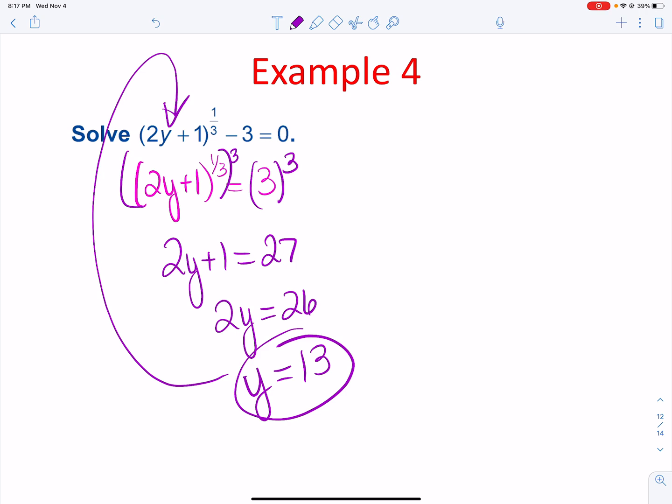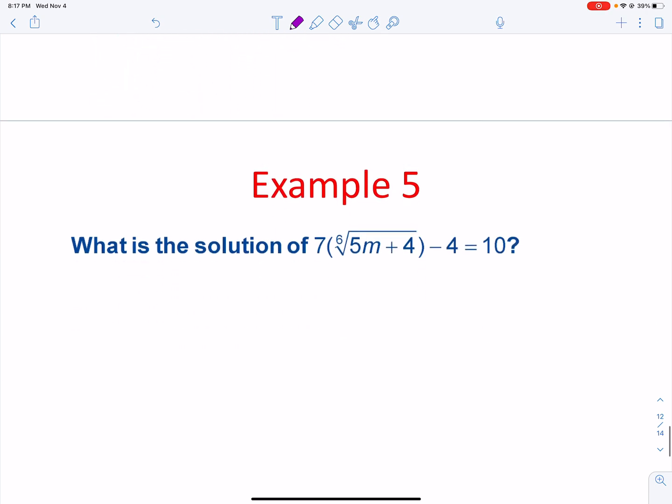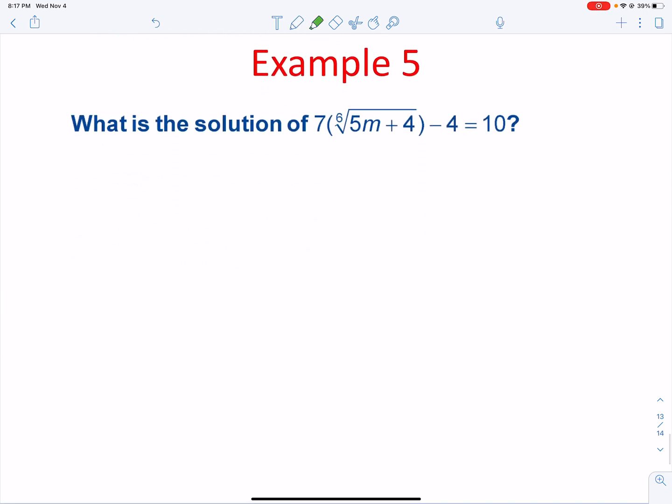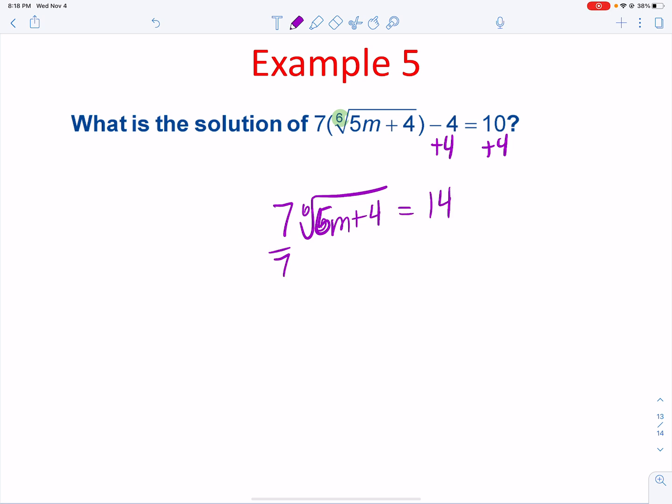You can check it, but you only have to check even roots because those are the ones that not everything works. Okay, and this, what did I just say? You only have to check even roots. That's an even root, so we're going to have to check this one. So I would start by adding 4. I don't know why there's parentheses there. And then I'm going to divide by 7.